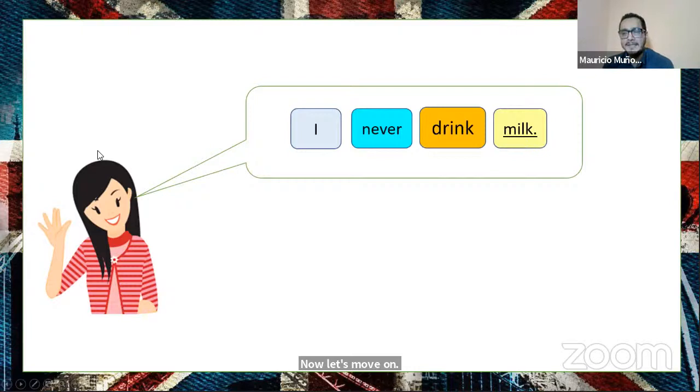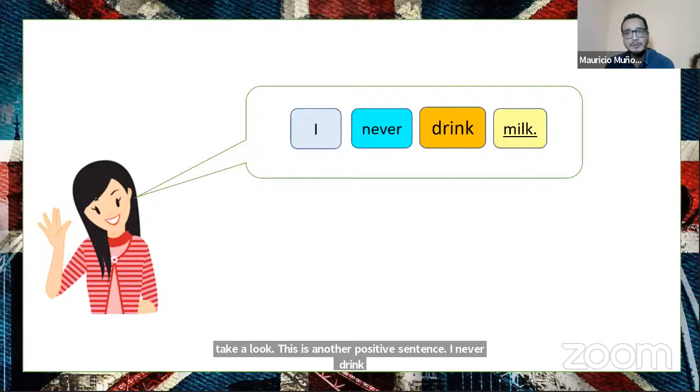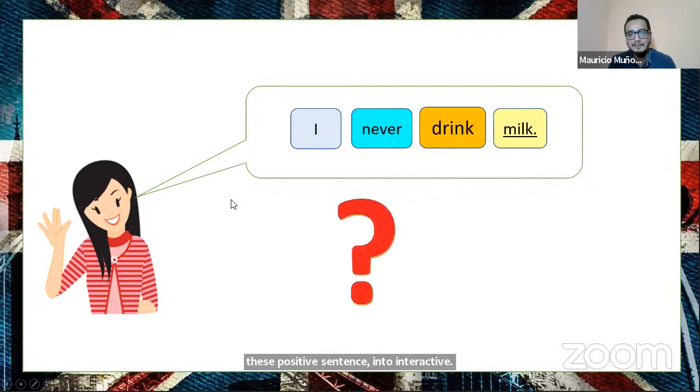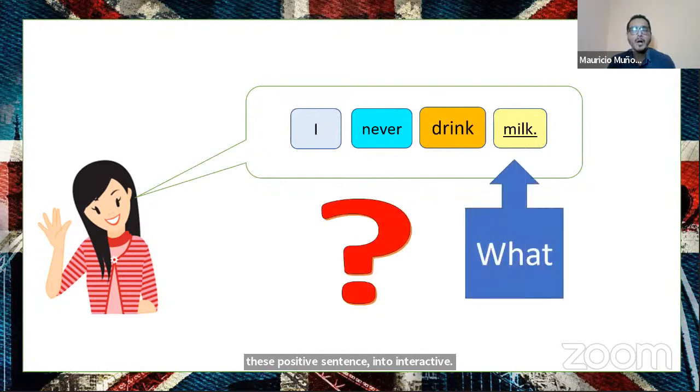Take a look. This is another positive sentence. I never drink milk. You see? With an adverb of frequency. We need to switch this positive sentence into interrogative. What? What does what mean in Spanish? ¿Alguien por favor? ¿Qué significa la palabra what? Yes, what. ¿Por qué lo utilizamos aquí? Al formular la pregunta.